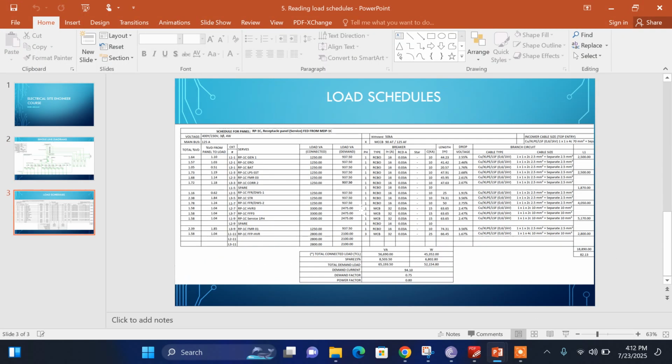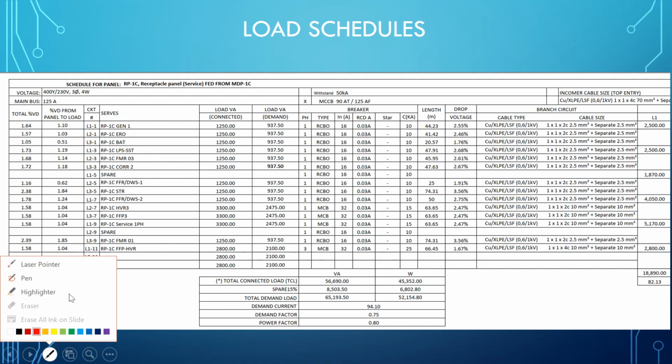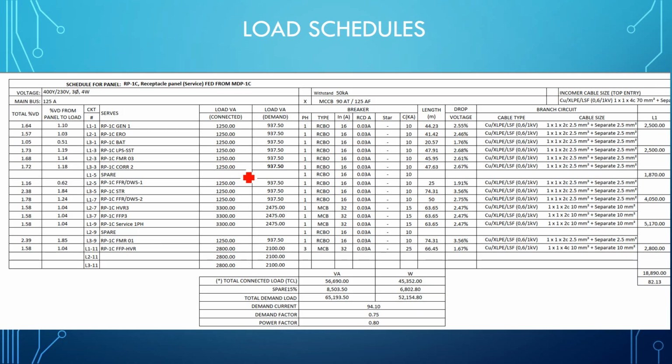And then the next one we have the load schedules. The load schedule can be made in different formats, but almost all of the data here will be the same. For example, this is the load schedule panel for RP1C.